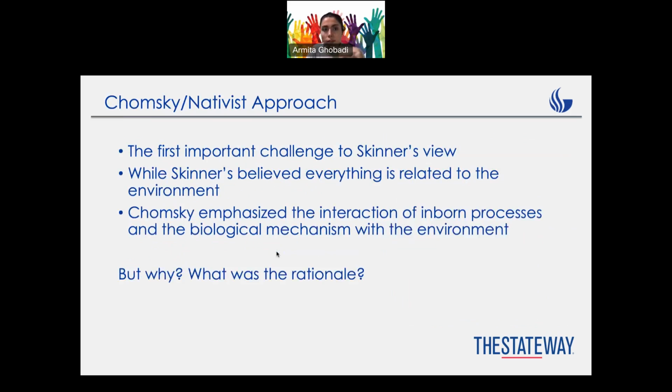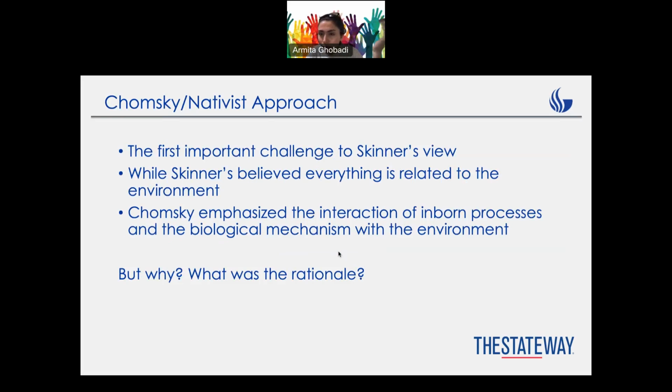On the other hand, we have Chomsky's theory, which is a nativist approach. This is very important. I guess you all know about Noam Chomsky. He was the most important person who argued against Skinner and believed that Skinner's view is not the best, because the way Chomsky framed language development is based on biology. He believed that there is some biological mechanism inside the brain that helps children pick up language so fast. Yes, there is some environmental interaction, but the main part is all about biology.